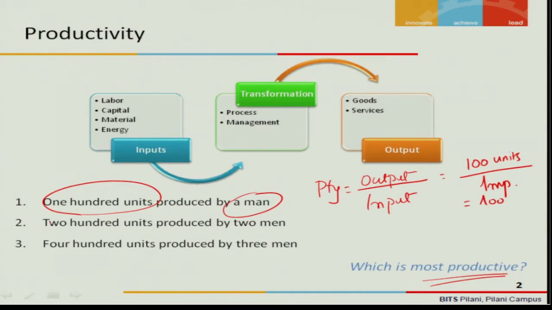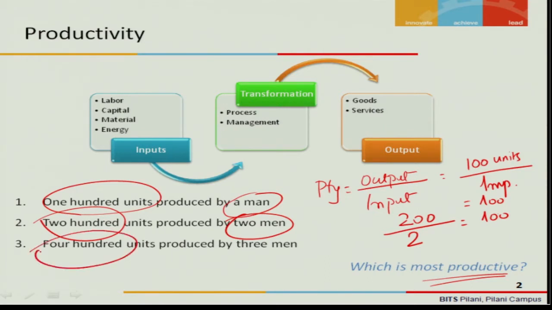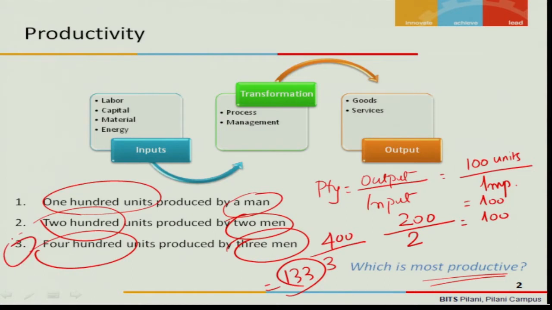In the second case, 200 units are produced by 2 men, which again means 200 units divided by 2 manpower, that again equals 100. In the third case, 400 units are produced by 3 men, which means 400 divided by 3, which is equal to 133. Now you can find which is the most effective or most productive process: 3.